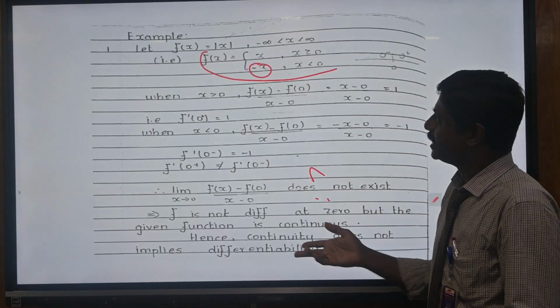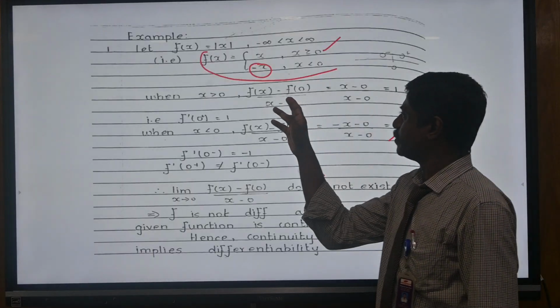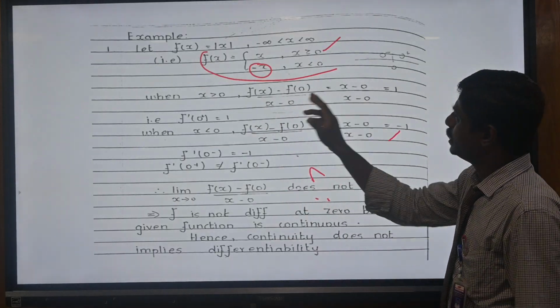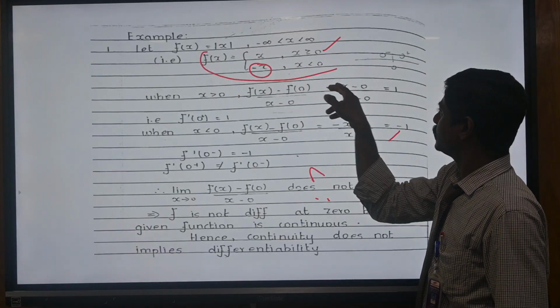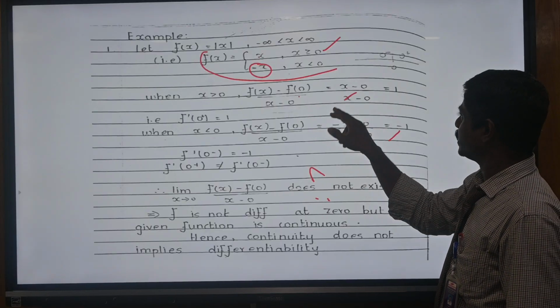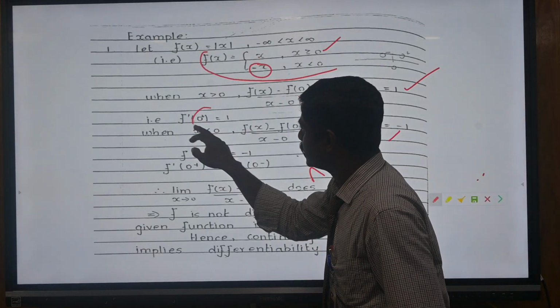When x is greater than 0, we take this point now. f of x minus f of 0 by x minus 0. This is the derivative definition. You can substitute f of x as x, and f of 0 is always 0. So x divided by x gets cancelled, and we get 1. So f dash at 0 plus.